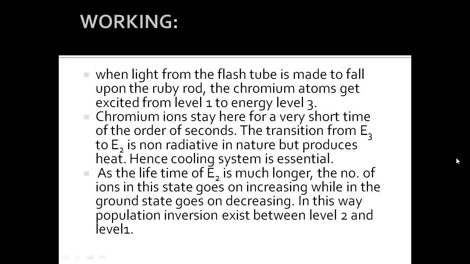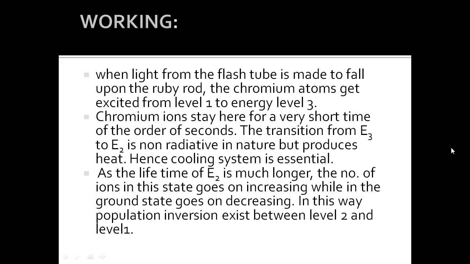So coming to the working of this ruby laser, here we have light from the xenon flash tube, which falls on the ruby rod. By absorbing that light energy, the chromium ions of the ruby rod will get excited from lower energy level 1 to higher energy level 3. Since this is a 3-level energy system, when the energy is absorbed by the chromium ions, they will get excited from ground state E1 to E3.